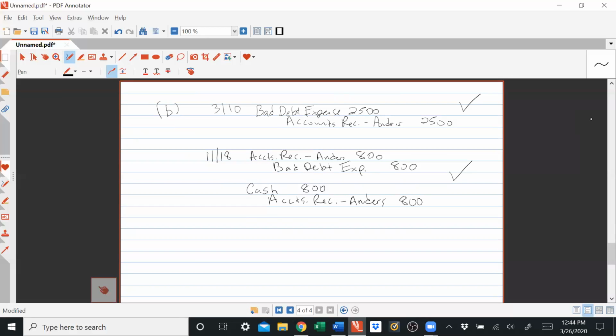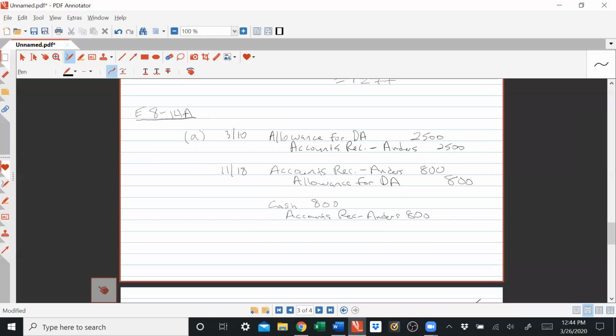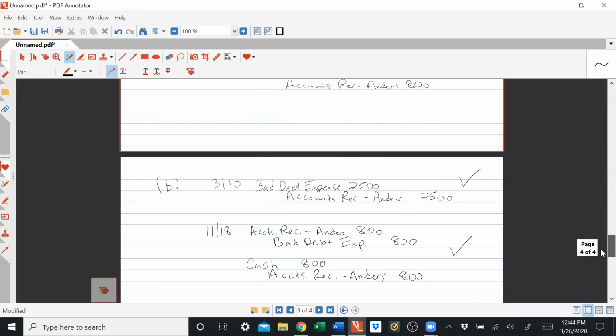Notice the only difference really is that under the direct write-off method, we have bad debt expense here and here, here, right here, and here. And under the allowance method, we have the allowance for doubtful accounts here and right here. Everything else is the same.